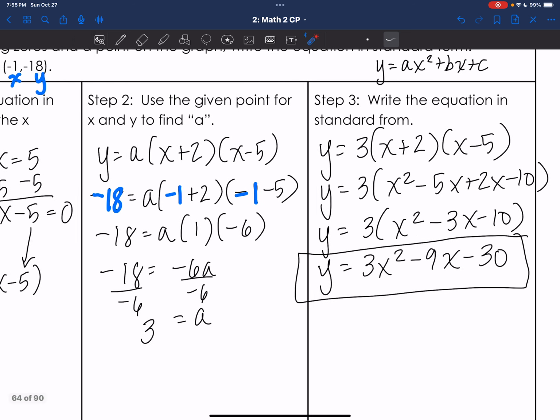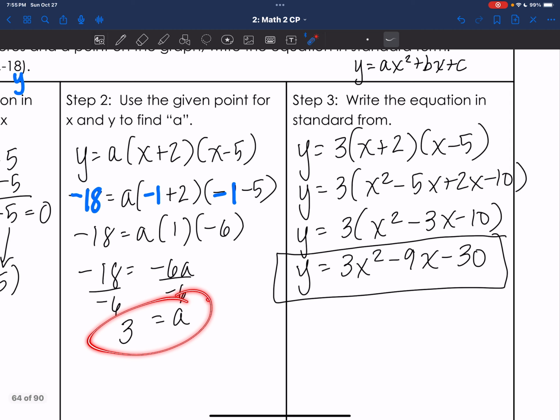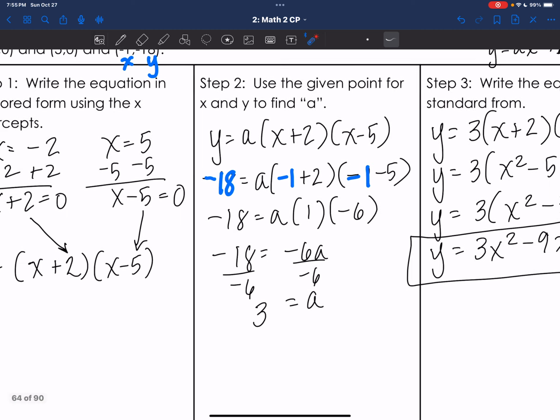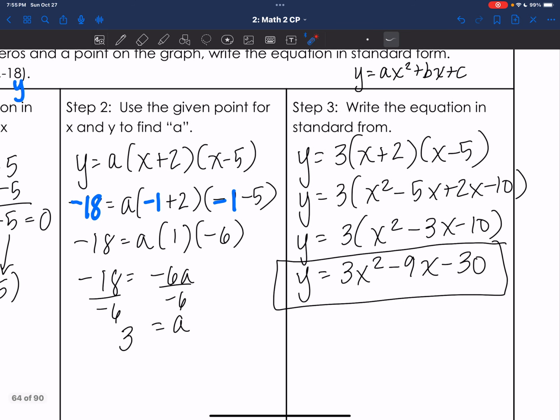Now that we got that part, we're going to take this and plug it in to here. So we took our factored form from before, and we took our a from here, and now you're going to put it all together. So we're going to go ahead and distribute. And then don't forget to bring this 3 down out front. And then now, combine like terms.